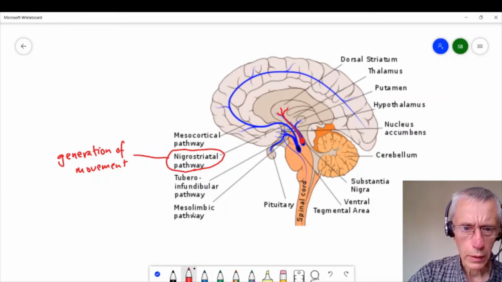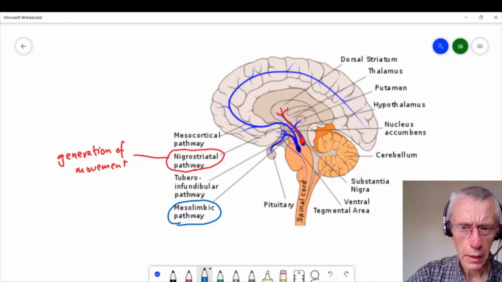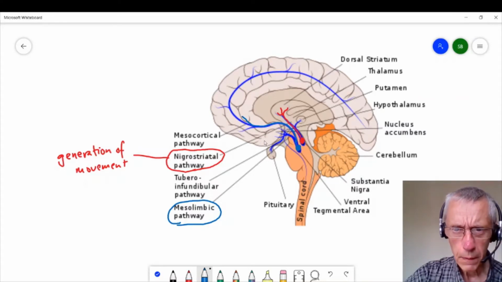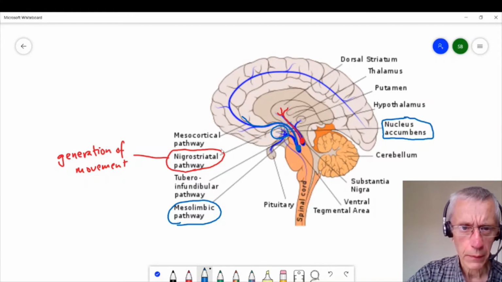Another important one is the mesolimbic pathway, and this is of particular importance in our study of addiction because that starts in the ventral tegmental area and projects to the cortex, but also to subcortical structures and other structures such as the nucleus accumbens. And this is important in the formation of habits and of learning.